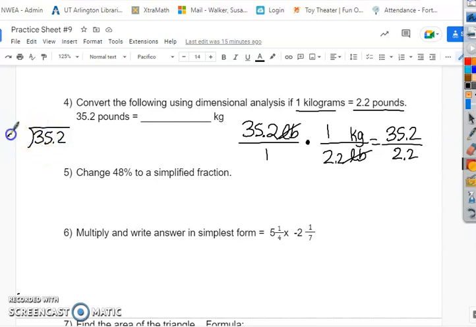35.2 divided by 2.2. This is going to be your job. And if you do it correctly, you will get a whole number. Okay? Number 5, change to a simplified fraction. What is the number that we compare to if we have a percent? And hopefully you know that's 100. So 48 over 100. And your job is to simplify this.